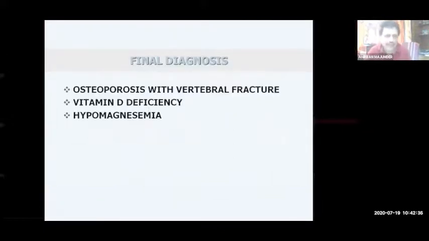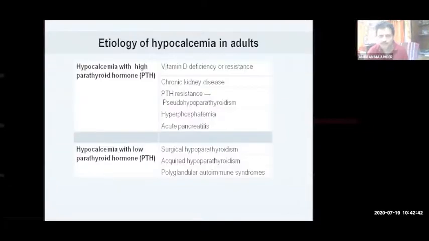So the final diagnosis is osteoporosis with vertebral fracture, vitamin D deficiency, and hypomagnesemia. Now, if we look into the etiology of the hypocalcemia, we should always do a PTH. If you find the calcium level is high, check PTH. If you find the calcium level is low, check PTH. So therefore, whenever there is a calcium level abnormality, my second course of action is to look into the PTH.